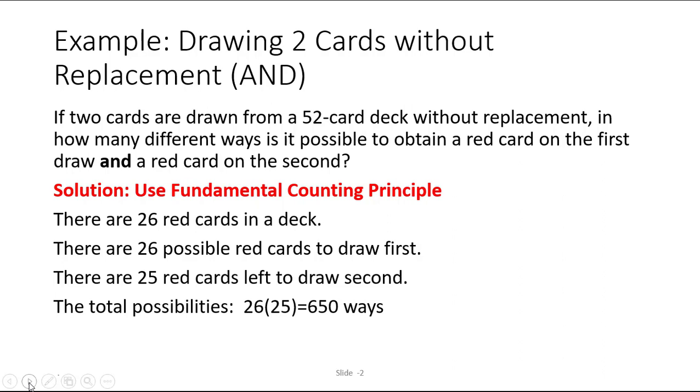Anytime you use the fundamental counting principle, you're counting the number of ways to complete the first part and the second and the third and so on. And the use of the word "and" indicates that we're using multiplication.